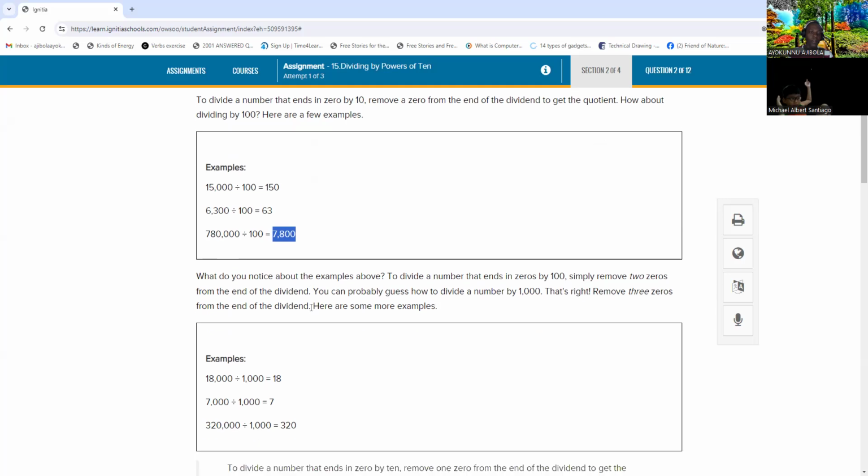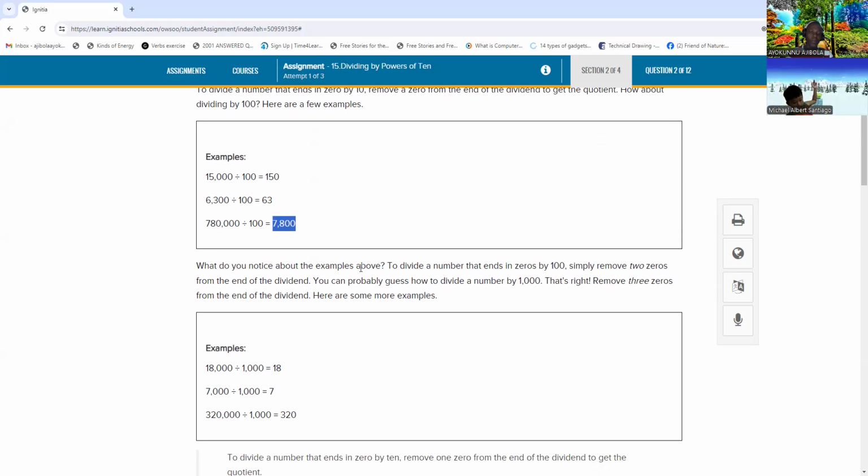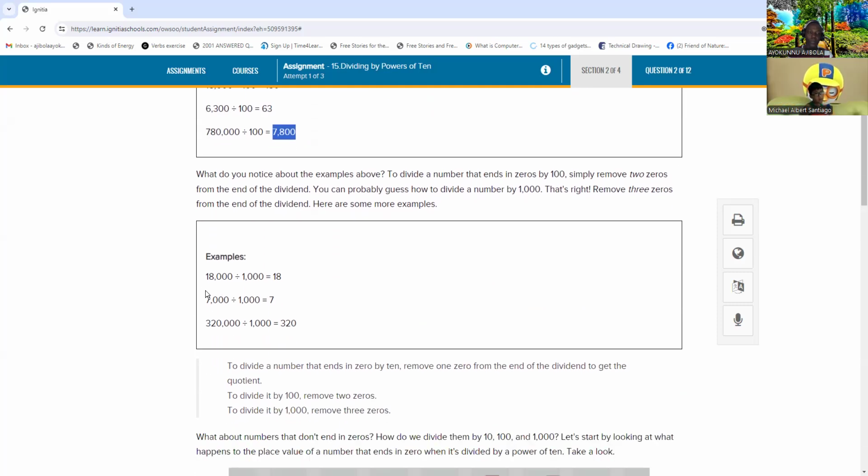Okay. It says, what do you notice about the examples above? To divide a number that ends in 0 by 100, simply remove 2 zeros from the end of the dividend. You can probably guess that to divide a number by 1,000, you remove 3 zeros. Is that clear? Okay. Now let's look at examples.